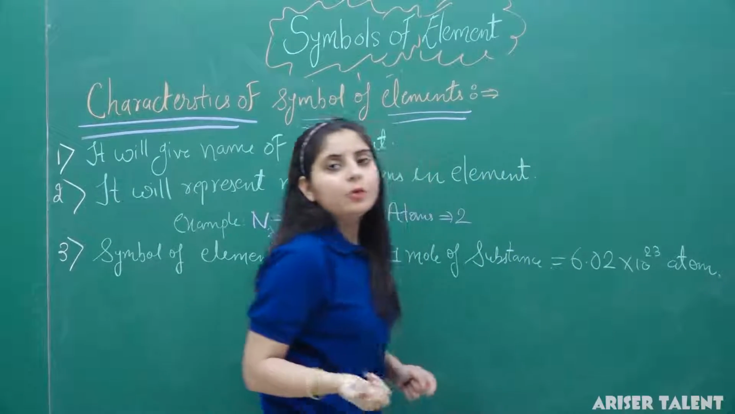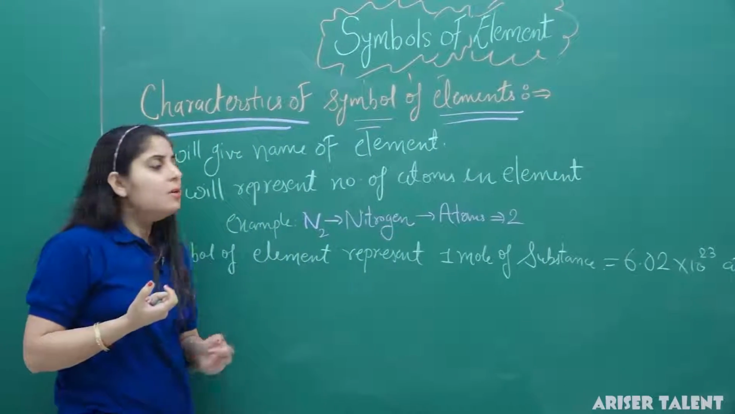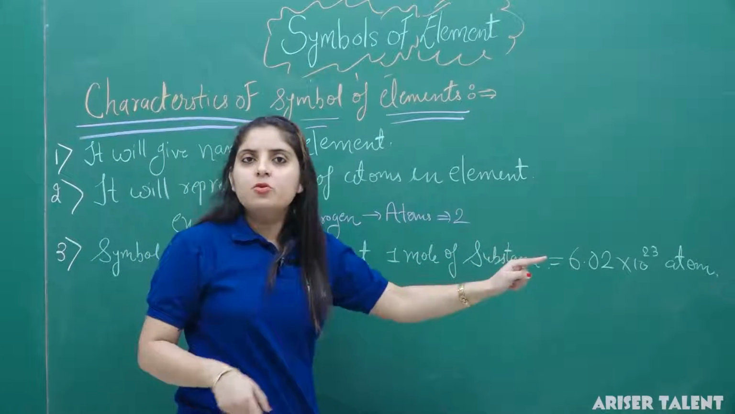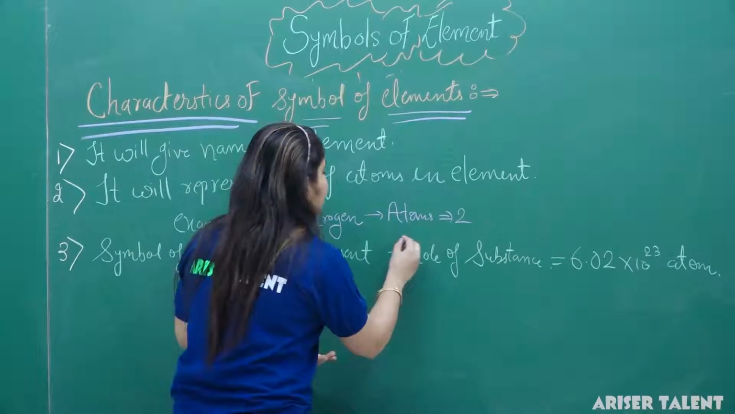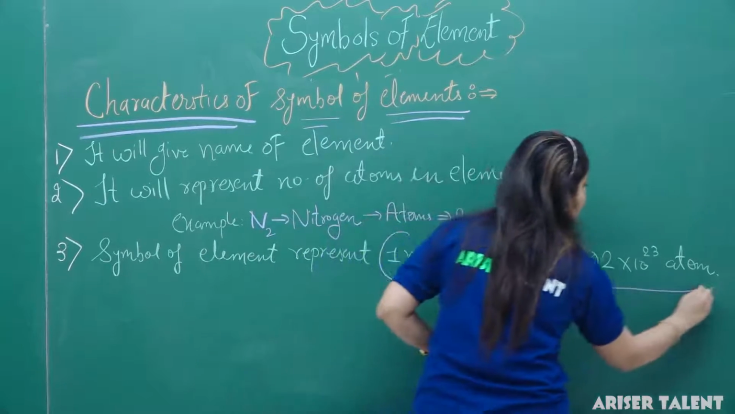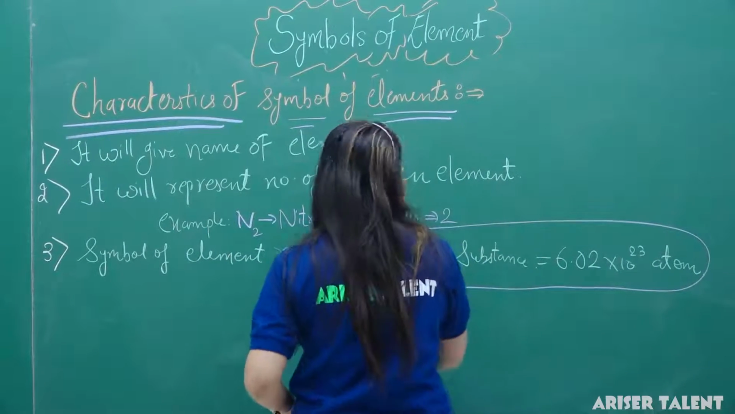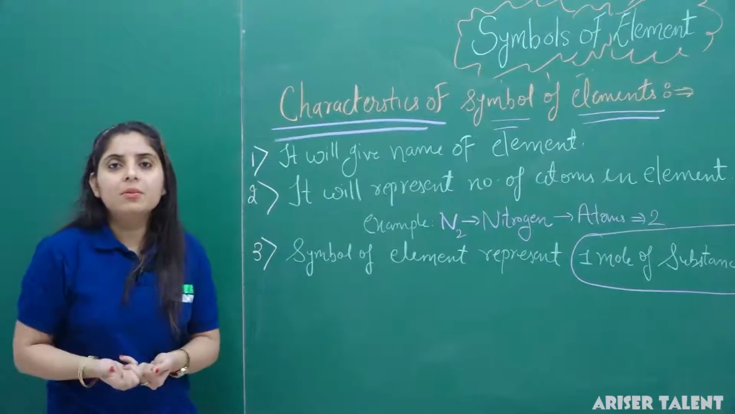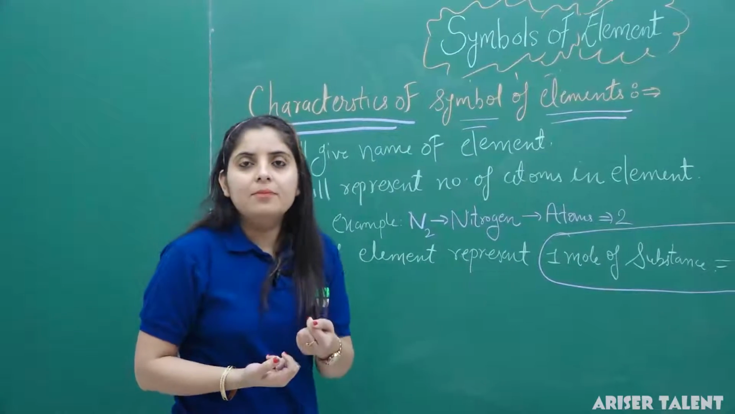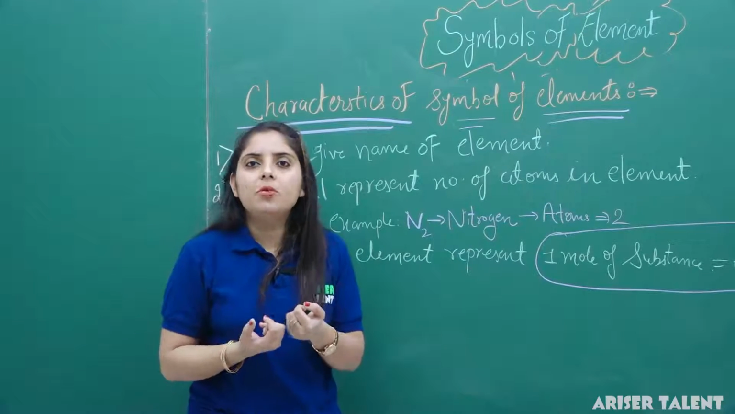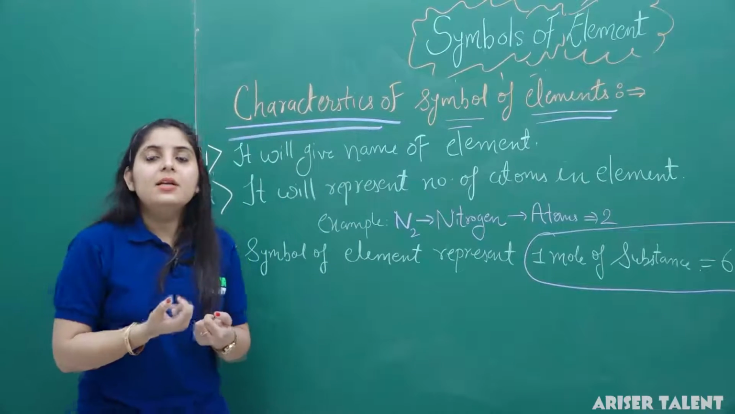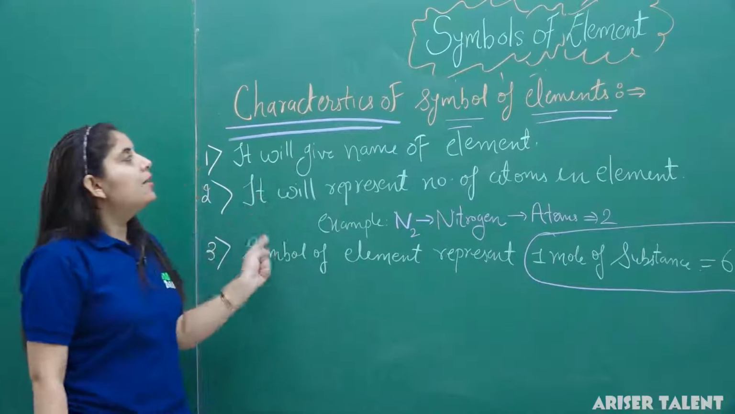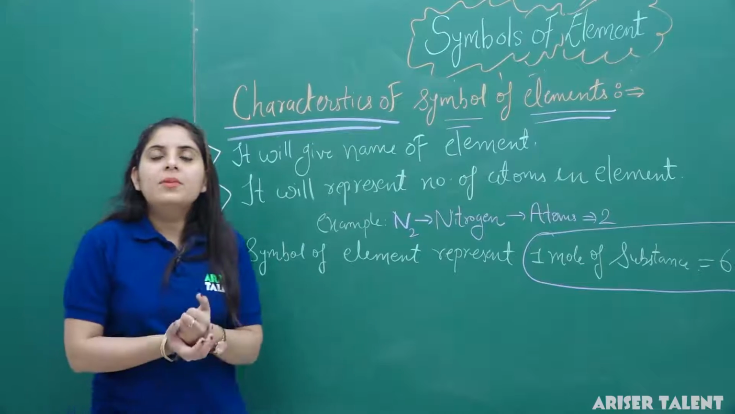So 1 mole of hydrogen will have 6.02 into 10 raised to the power 23 atoms. This is the identification of 1 mole of a substance. Now the symbol of an element will tell you the name, the atoms, the 1 mole of a substance, and it also tells us the atomic mass of an element. So here are the characteristics of the symbol of the elements.